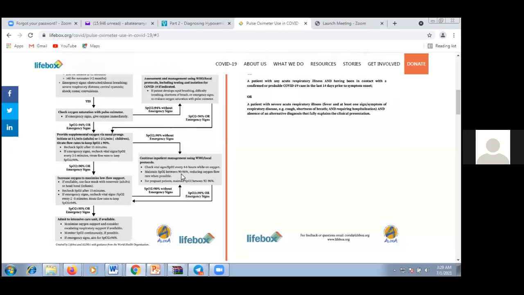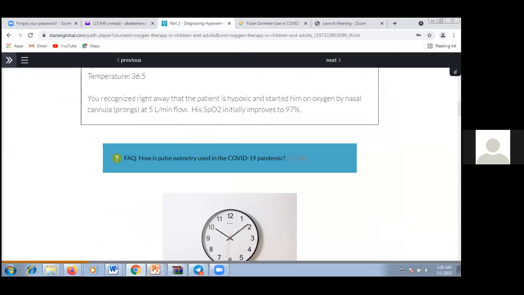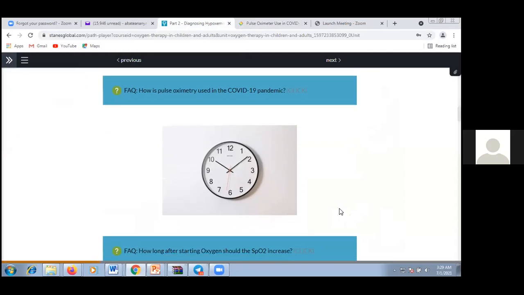Whereas in other patients, the lower cut point of 90 to 96 can be used. Whenever your saturation reaches above 96%, this is the time where you start to de-escalate your oxygen therapy. So I think so far it is good.